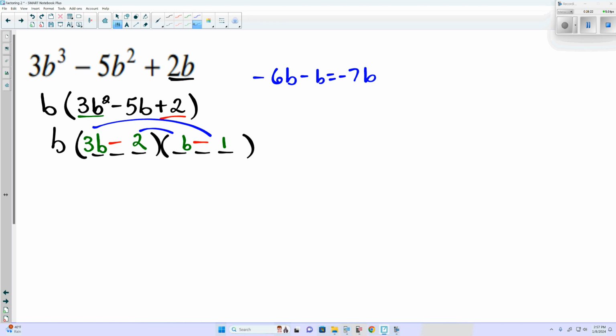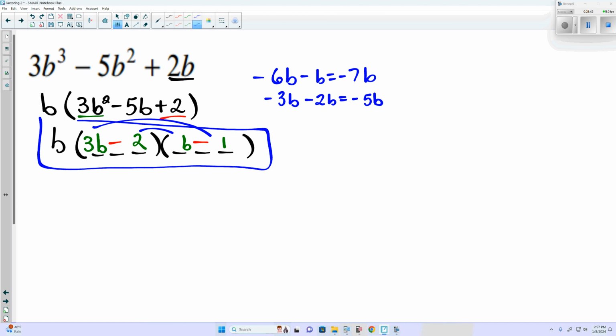So 3b times negative 1 is negative 3b. Negative 2 times b is negative 2b. And negative 3b minus 2b is negative 5b. So b times 3b minus 2 times b minus 1 is the correct answer. Questions on any of this here?